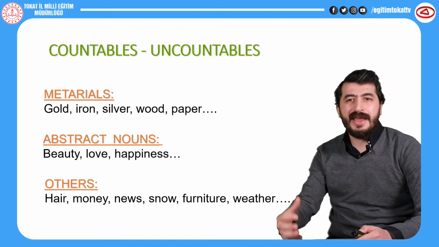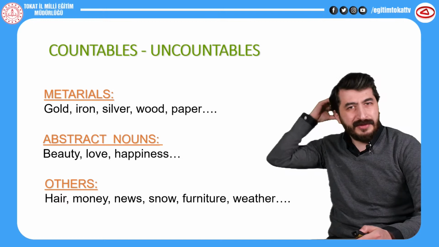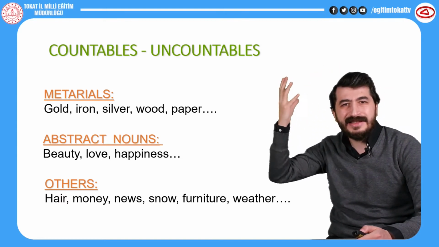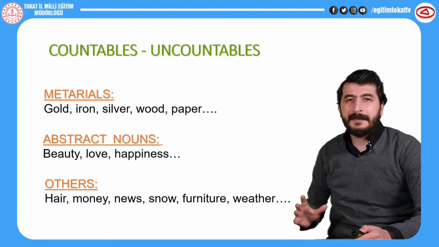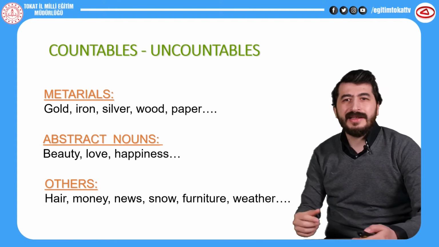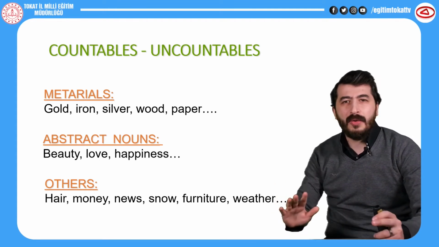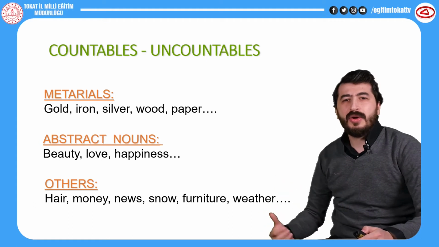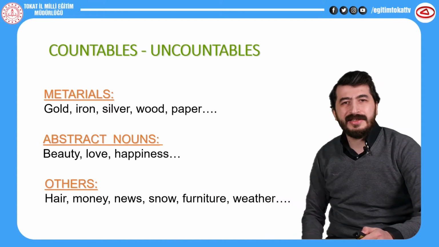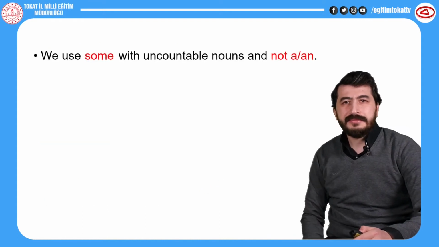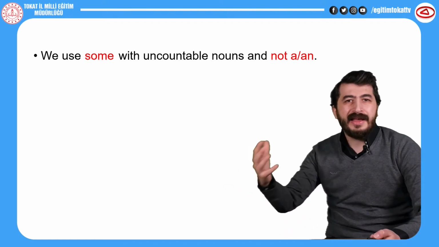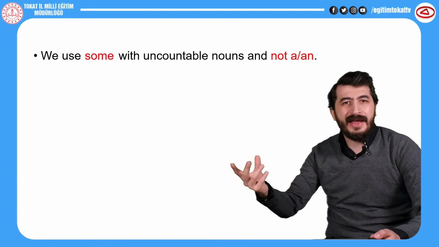uncountable nouns: hair, money. We have lots of hair here. We can't say a hair or hairs, no. Money, we can say dollars, Turkish liras, euros, but we can't say monies, no. News, snow, furniture, weather, they are only singular nouns. Okay.